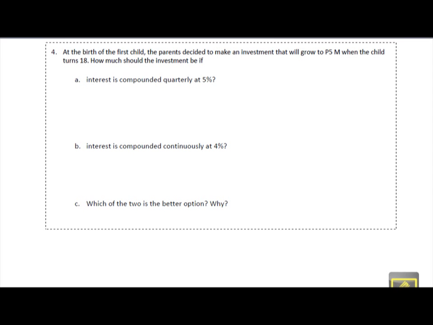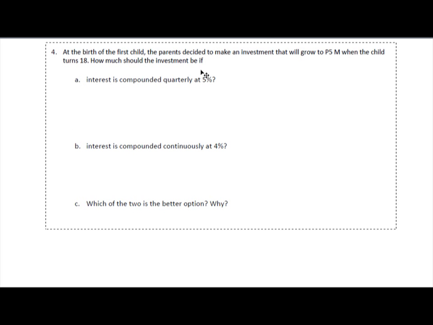Okay, so we're down to the last request. You requested for the solution of number 4. At the birth of the first child, the parents decided to make an investment that will grow to 5 million pesos when the child turns 18. How much should be the investment if the interest is compounded quarterly at 5%, if the interest is compounded continuously at 4%, and last question is which of the two is the better option and why?